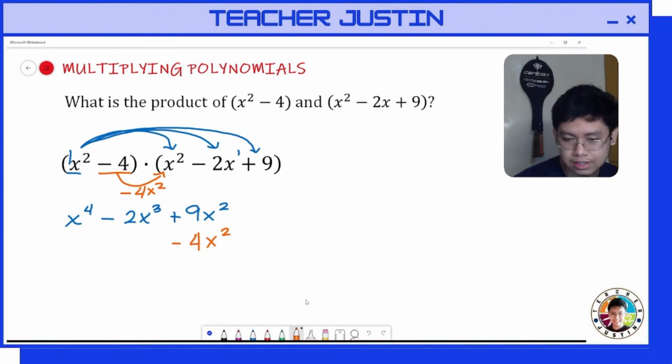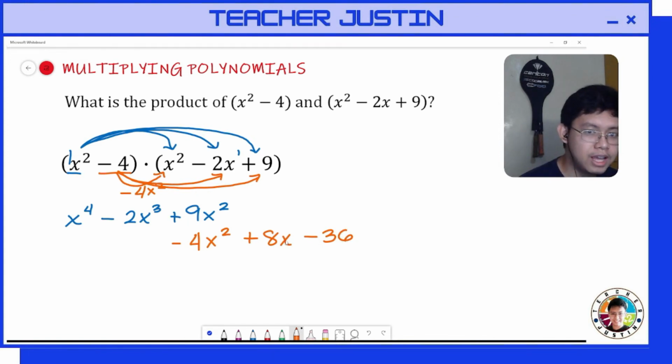Okay, next, negative 4 times negative 2x. So negative 4 times negative 2, that will give us positive 8. Then copy the variable x. And last one, negative 4 times positive 9, that will give us negative 36.